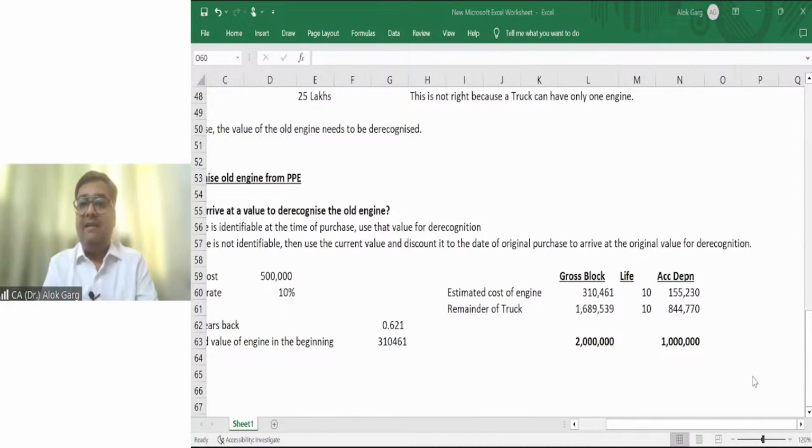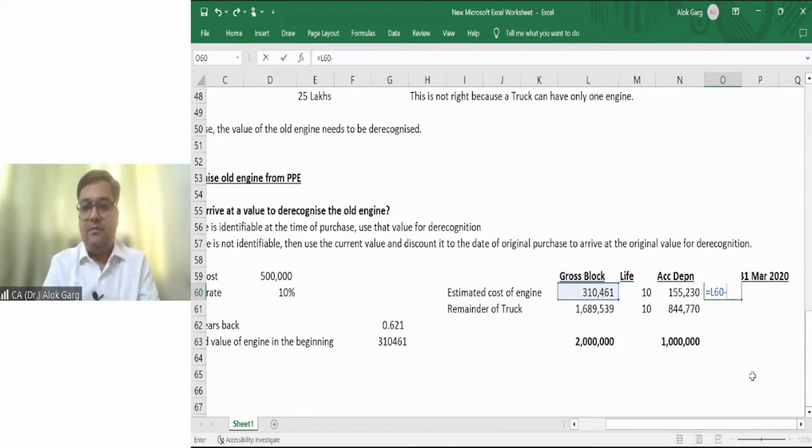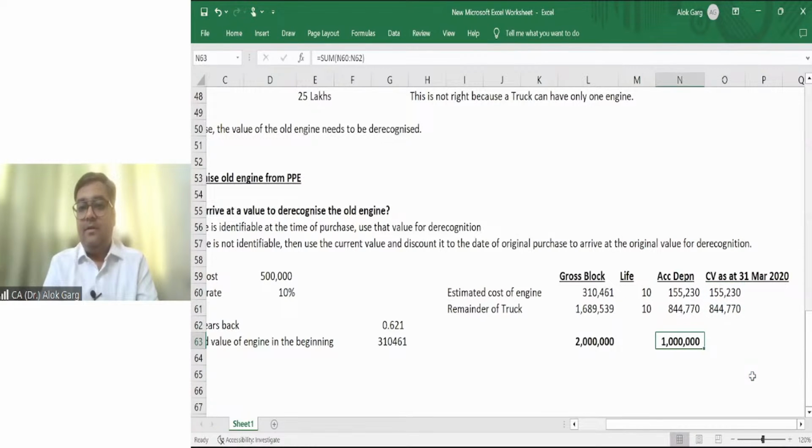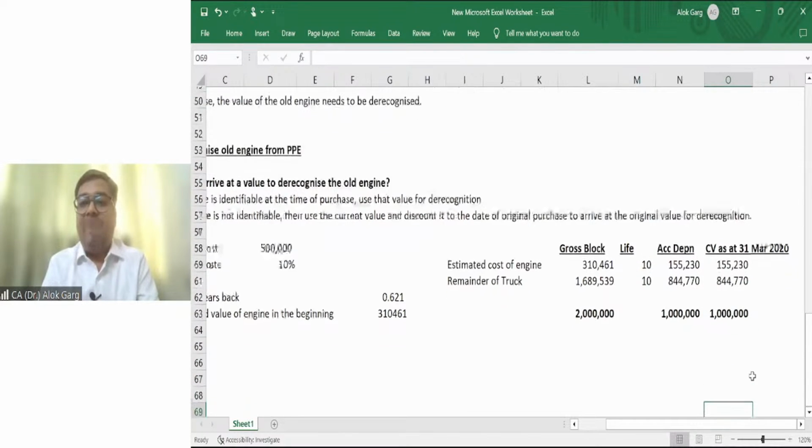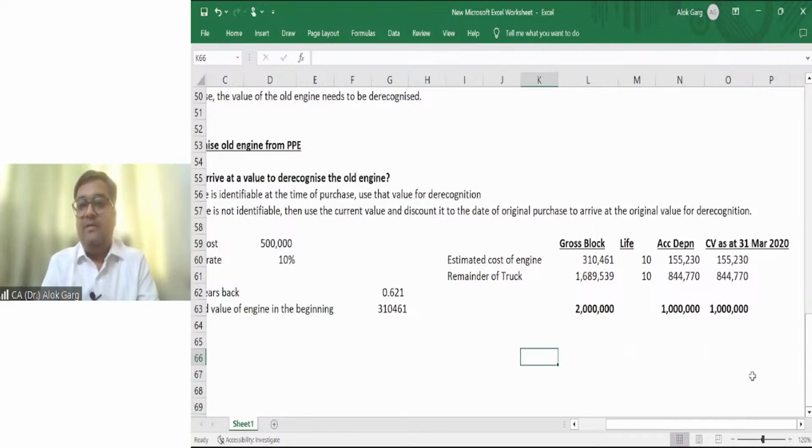Now what is the carrying value? What is the carrying value as at 31st March 2020? Is that 31st March 2020? Right? The carrying value is a total of 10 lakh rupees. For the engine, it is 1,55,230. For the truck other than the engine, 844,770. These are the values on the date of replacement of the engine.